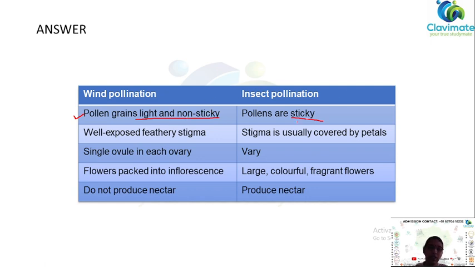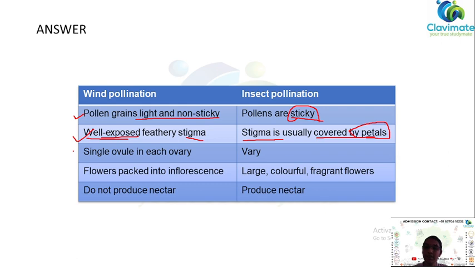In insect pollination, they are sticky because when a bee or beetle enters the flower, the pollen grains stick to the bee. In wind pollination you have a well exposed feathery stigma. This also ensures that when wind comes, the pollen grains are dispersed far away. In insect pollination, the stigma is usually present in the center of the petals or covered by the petals. It is not well exposed as in wind pollinated flowers.